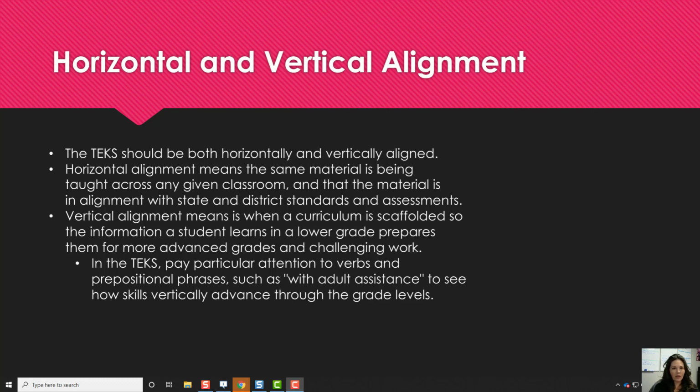So as you do your scavenger hunt, pay really close attention to the verbs that are used in those knowledge and skills statements, because those verbs are going to increase in skill level as you move throughout the grade levels. Also watch for things like "with adult assistance." Those will often appear in the early elementary grades, and then they disappear as the students move up through the grades.